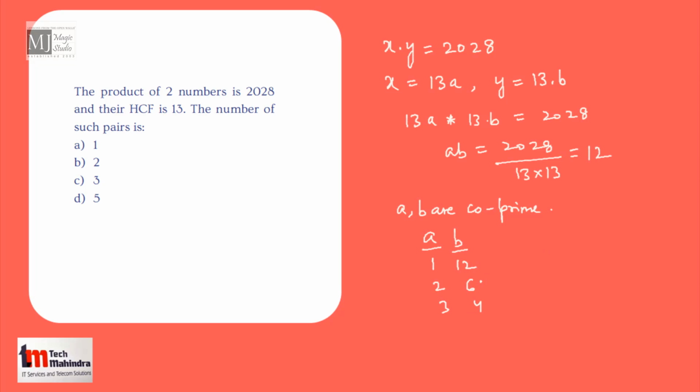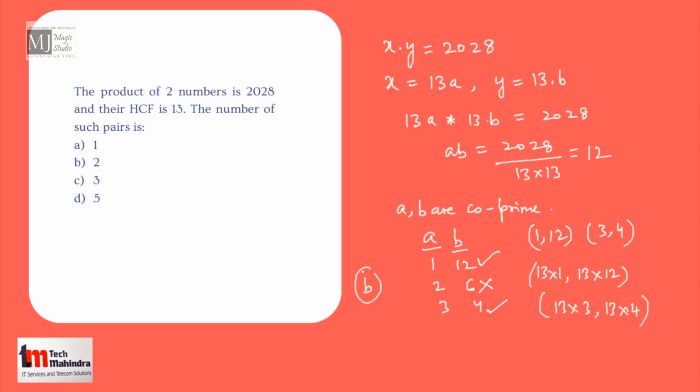Okay, but 2 and 6 are not co-prime. The HCF will change now. But 3 and 4 are co-prime. So the number of such pairs would be: 1, 12 we can have, and 3, 4 we can have. So we can have two such pairs of numbers where the product is 2028 and the HCF is 13. Now the actual numbers would be 13 into 1 and 13 into 12. And the next pair would be 13 into 3 and 13 into 4. Isn't it? So yes, option B is our answer.